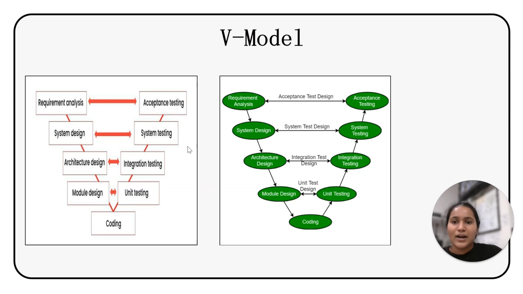In V design, the left side represents the development activity. The right side represents the testing activity. Now, first is the unit testing. So, what is unit testing? Unit test plans are developed during the module design phase. These unit test plans are executed to eliminate bugs in code or unit level.